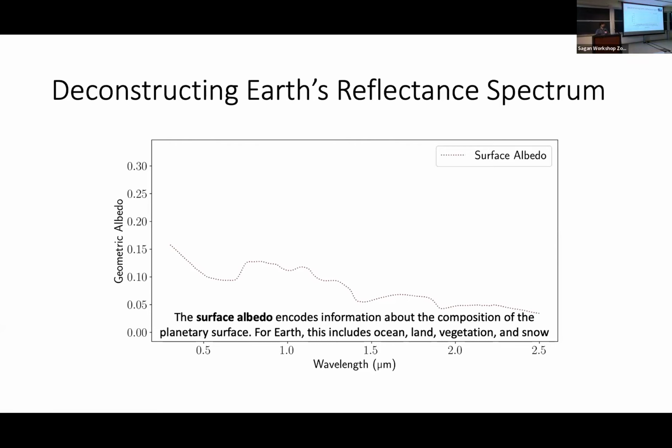Here we're looking at the geometric albedo of the planet as a function of wavelength. I'm just plotting the spectrum as if light were just reflecting off of the surface and there were no atmosphere. And we see that there are bumps and wiggles in this, and that's because the surface albedo of the planet as a function of wavelength does encode information about the surface properties, the ocean, the land, the vegetation. That's all encoded in these bumps and wiggles.